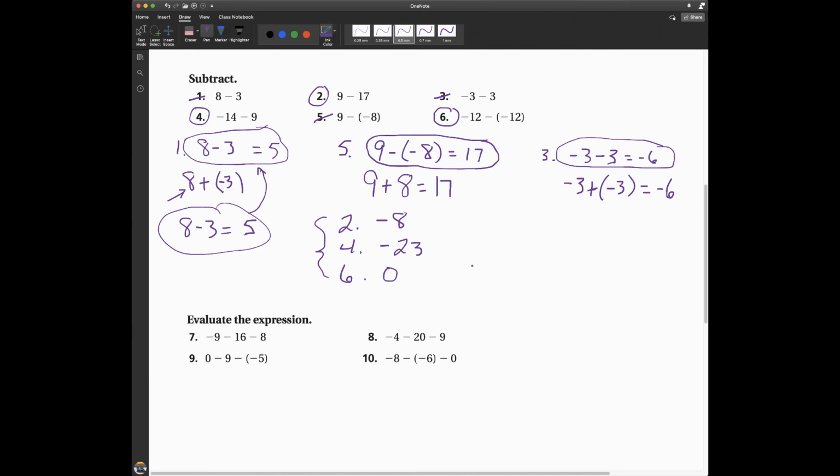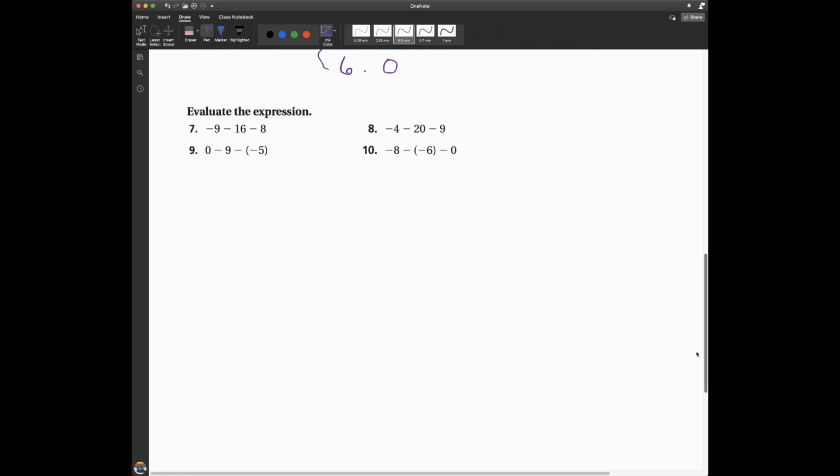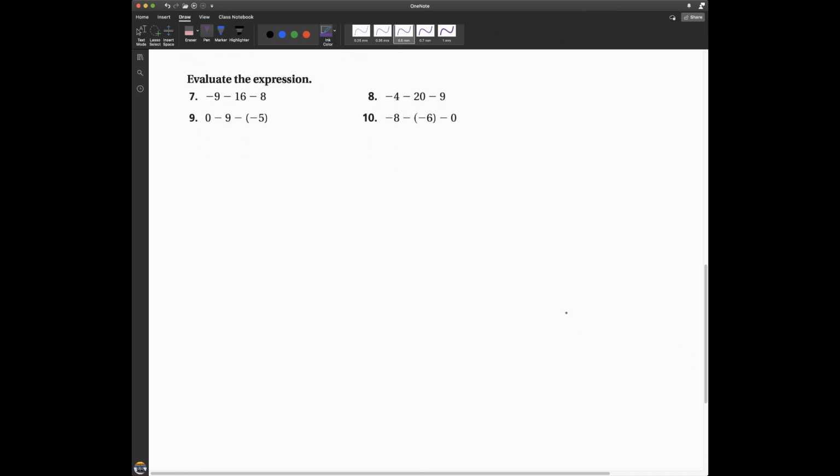Okay, so now that we know how to add, or I'm sorry, we know how to subtract two integers, we can take it up a notch. What about 3 integers? Can we evaluate these expressions? So I'll work out a couple of these.